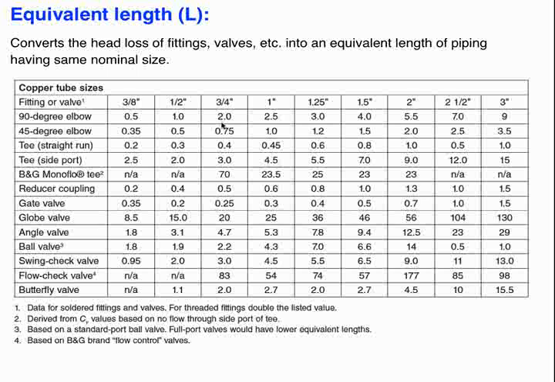All right? And if we can convert all the fittings and valves, and for that matter, other devices in our piping circuit, if we can convert them over to equivalent lengths of pipe, we can just add those equivalent lengths together and treat the circuit as if it has one total equivalent length. And I'll walk you through an example.